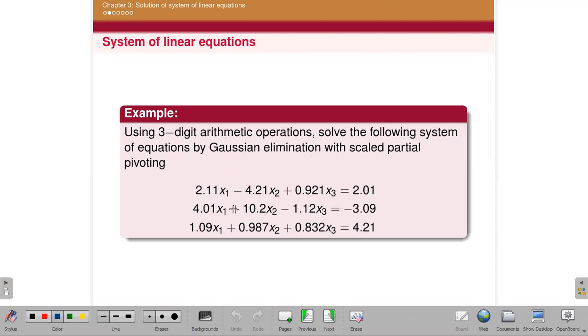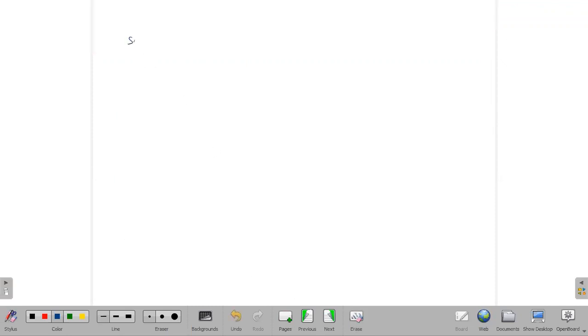Okay. So using 3-digit arithmetic, you have to use 3 digits, but it is not mentioned whether rounding or chopping, so by default it will be rounding. 3-digit rounding has to be done. Solve the following system of equations by using Gauss elimination with scaled partial pivoting. So these are 3 equations in 3 unknowns. The first step will be the same. You have to write the augmented matrix.